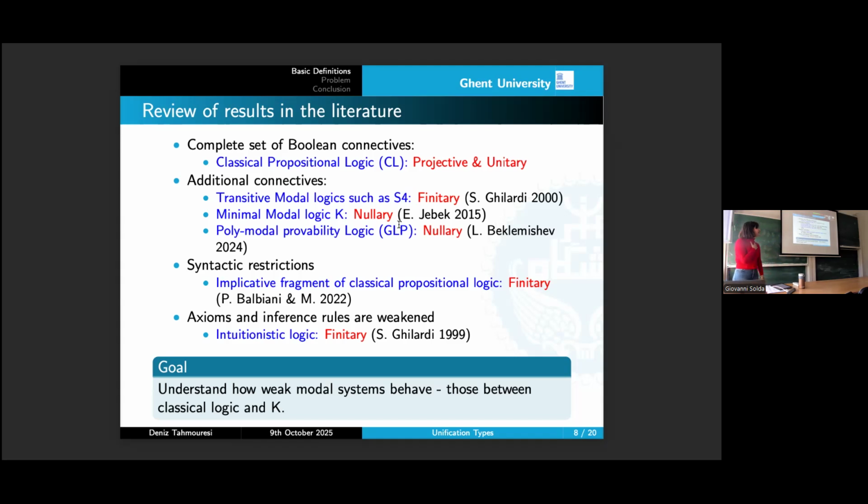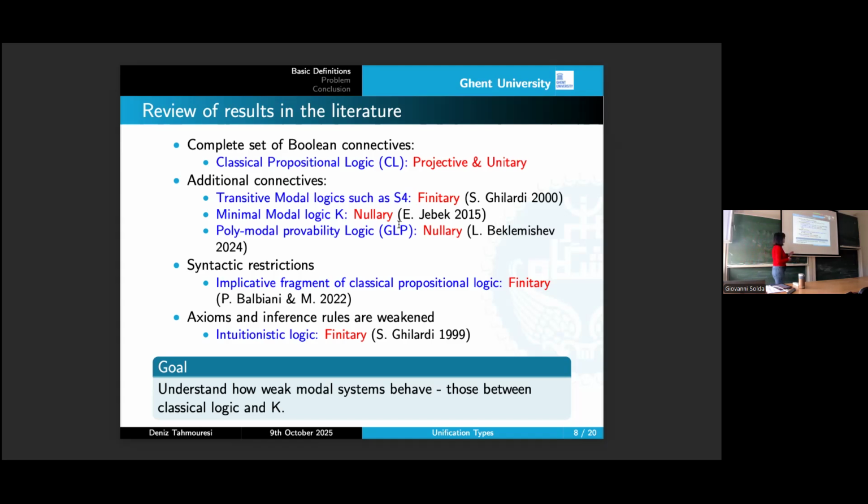For example, in the implicative fragment of classical propositional logic, where we have just the implication, although we know classical propositional logic is unitary, the unification type changed, especially with the parametric ones. Actually, that's something you have to note when we say parametric: we have variables, and parameters are most of the time constants, and we don't have power over them. So that's what I mean by parametric.